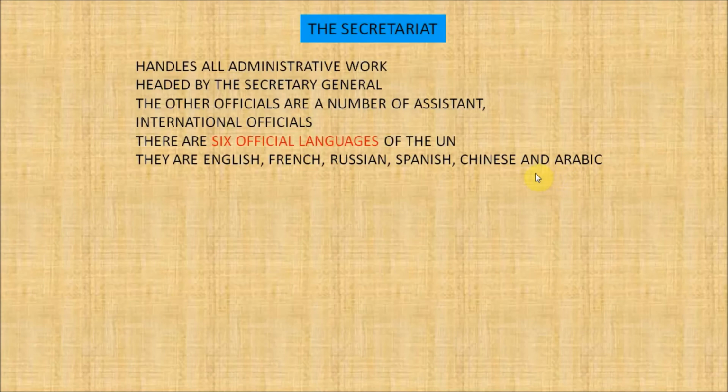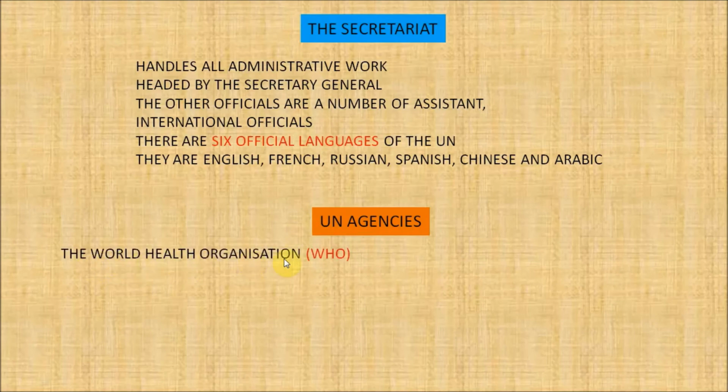Apart from these bodies, the United Nations has some important agencies. Let's see them quickly. The World Health Organization, WHO. The World Health Organization is responsible for providing leadership on global health matters, shaping the health research agenda, setting norms and standards, articulating evidence-based policy options, providing technical support to nations, and monitoring and assessing health trends.